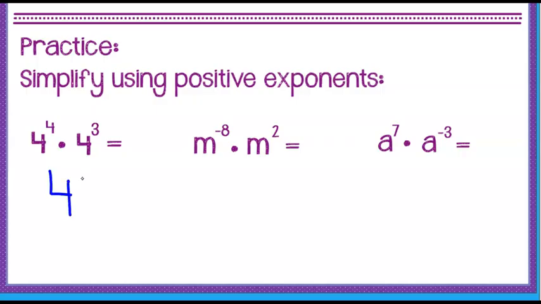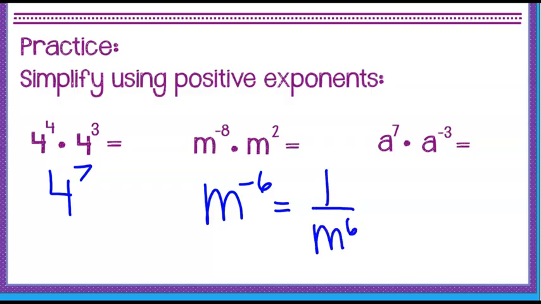Keep the base the same, add the powers. If your exponent is negative, take the reciprocal and make it positive. The last one, a to the 4th.